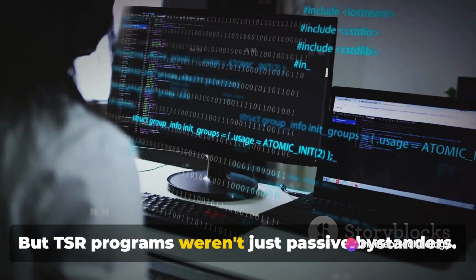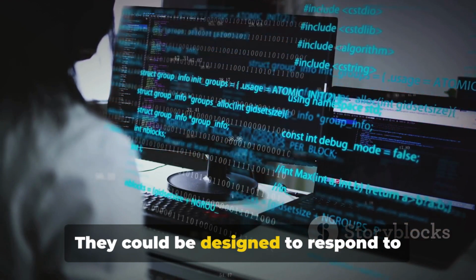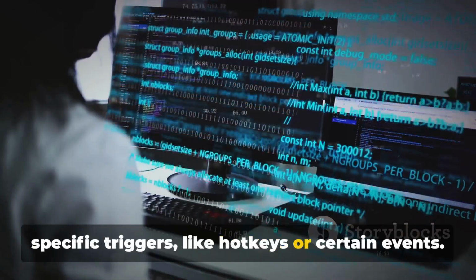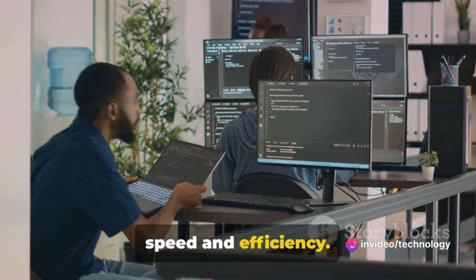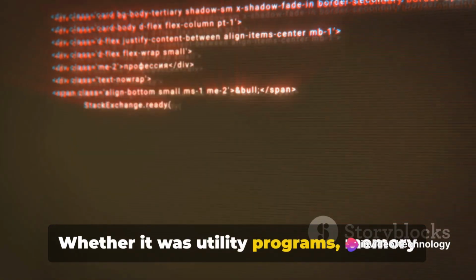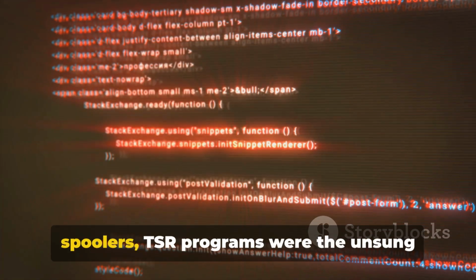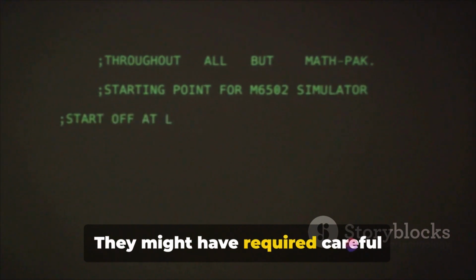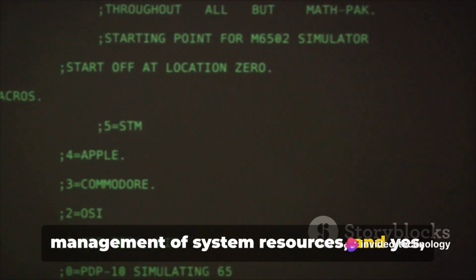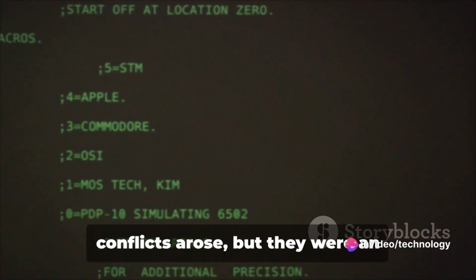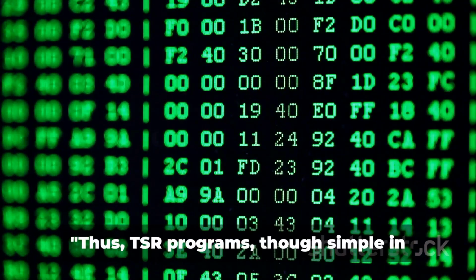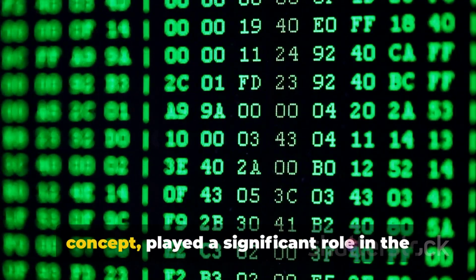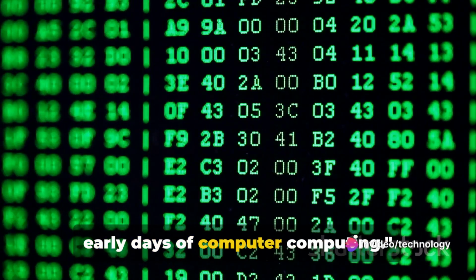But TSR programs weren't just passive bystanders. They could be designed to respond to specific triggers, like hotkeys or certain events. When triggered, they'd spring into action, performing their function with speed and efficiency. Whether it was utility programs, memory management tools, screensavers, or print spoolers, TSR programs were the unsung heroes of the MS-DOS era. They might have required careful management of system resources, and yes, they could lead to system instability if conflicts arose, but they were an ingenious solution to the limitations of early computing. Thus, TSR programs, though simple in concept, played a significant role in the early days of computing.